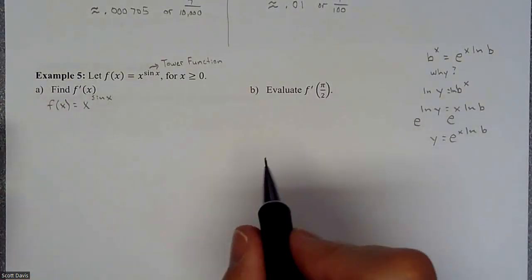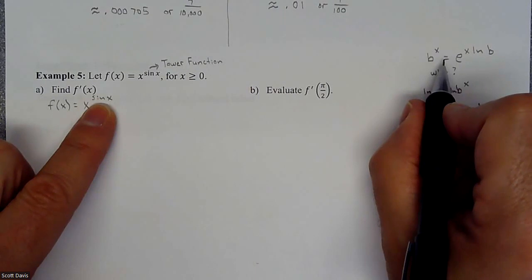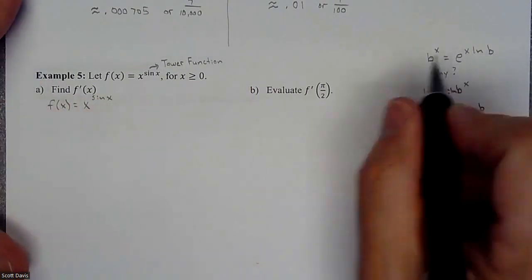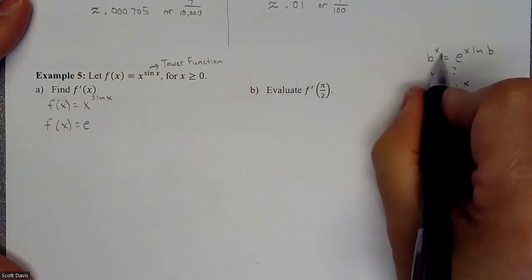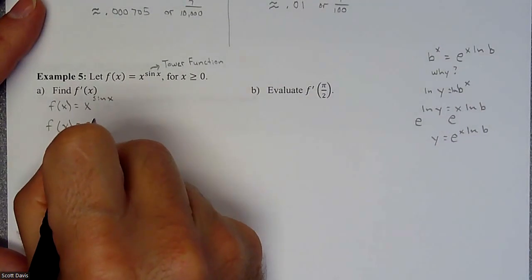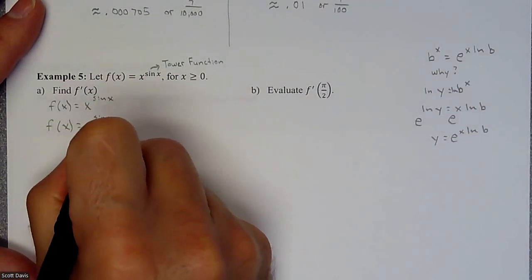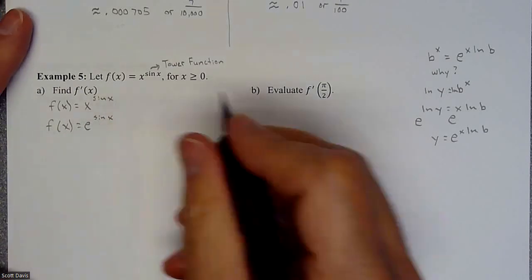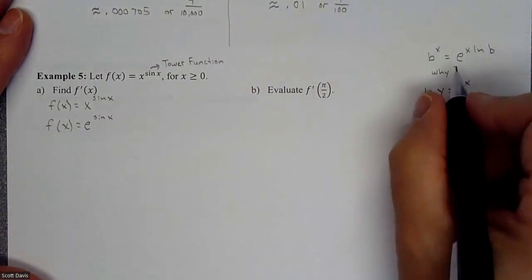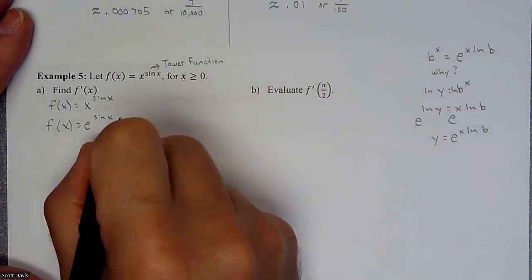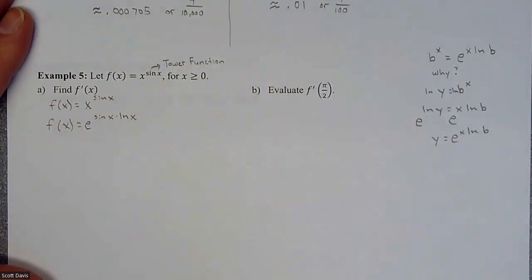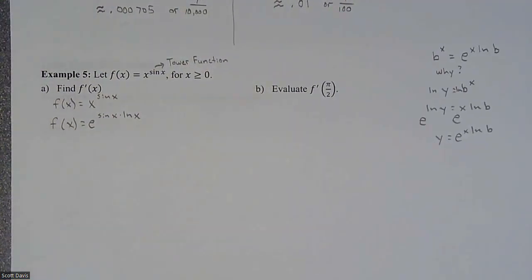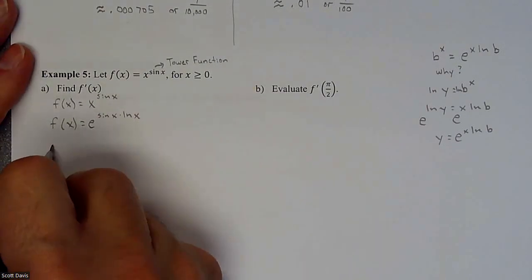So what we're going to do is the x is the b, and the sine x is the x. So we're going to rewrite this as e. Right? So our exponent is sine x times the natural log of our base. All right, so it doesn't seem like it's any easier, but it allows us to do our derivative a little bit nicer. So let's do our derivative.